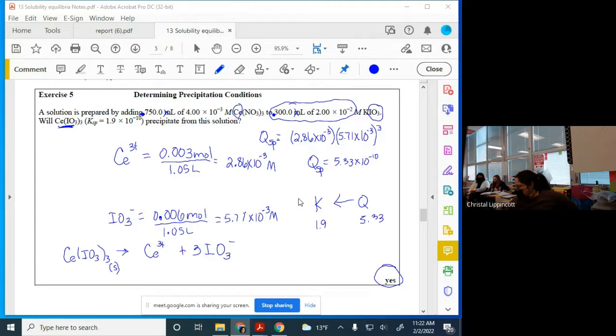Is your next problem exercise 6? 7. I skipped to 7. So it says a solution contains. Okay. All right.